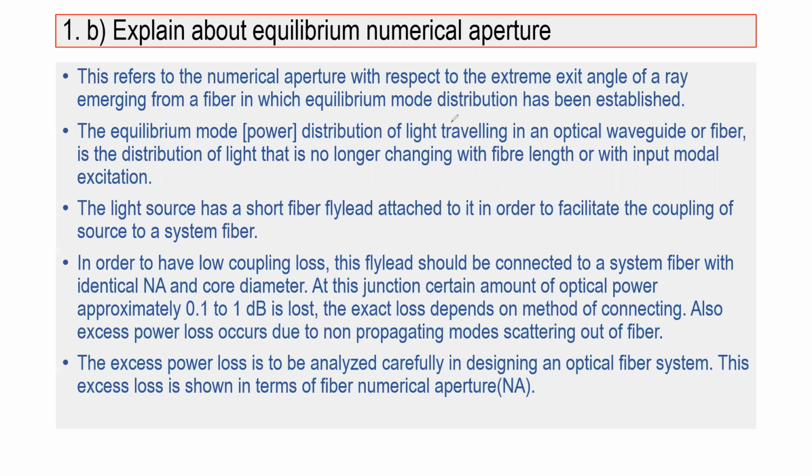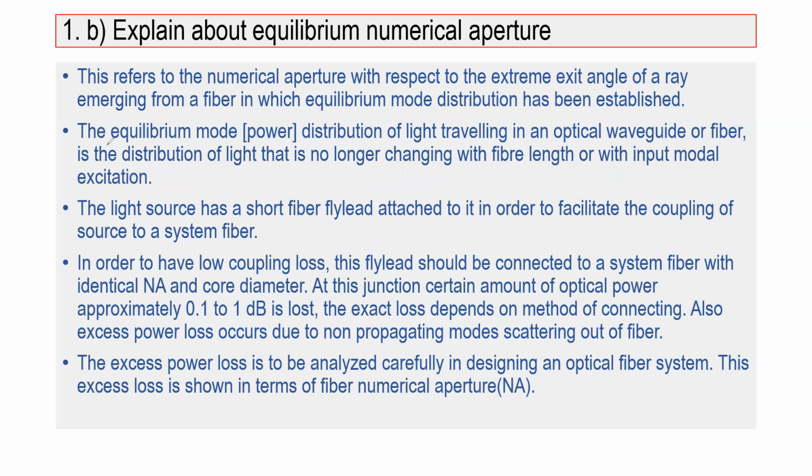The equilibrium mode distribution of light traveling in an optical waveguide or a fiber is the distribution of light that is no longer changing with the fiber length or with the input modal excitation. So let me say, if a light ray is traveling, its properties are changing due to microbending, macrobending, scattering, and many other attenuation parameters. Its mode is being changed. Let me say, initially it has started as a 0 mode. Later it has converted into single mode, 2 modes, 3 modes. So the number of modes are being changed because of the internal attenuation parameters.